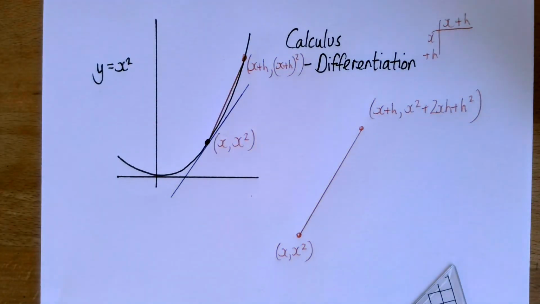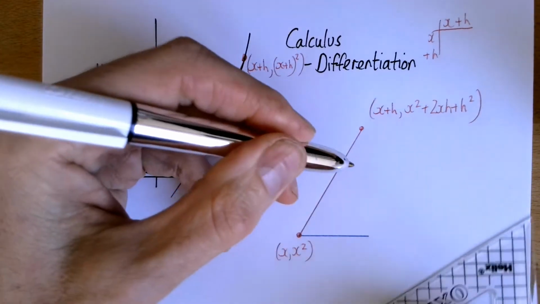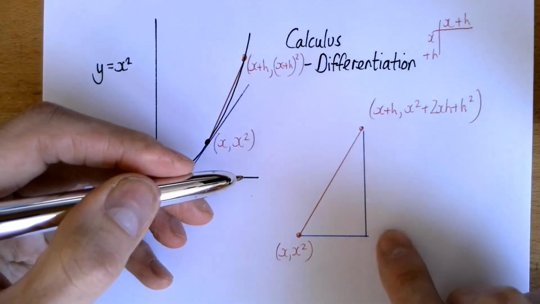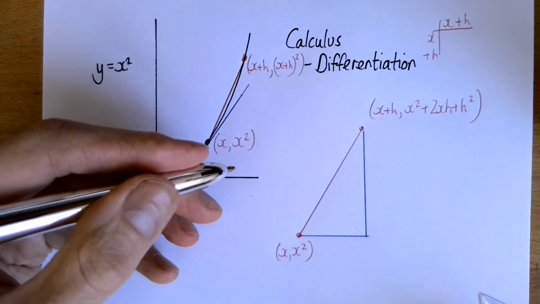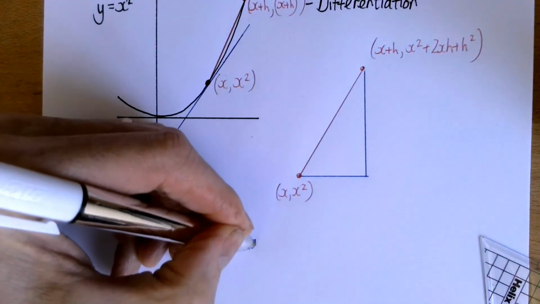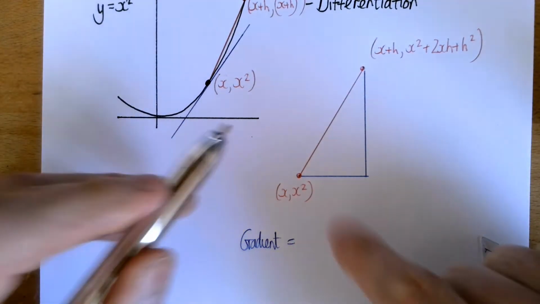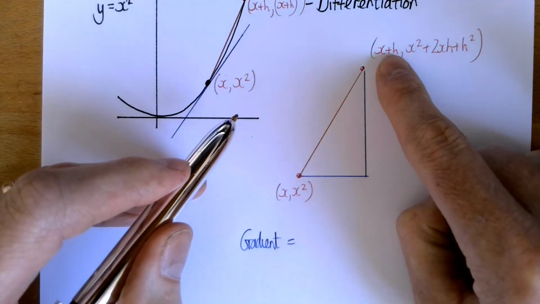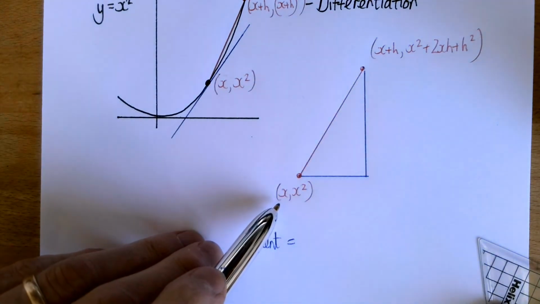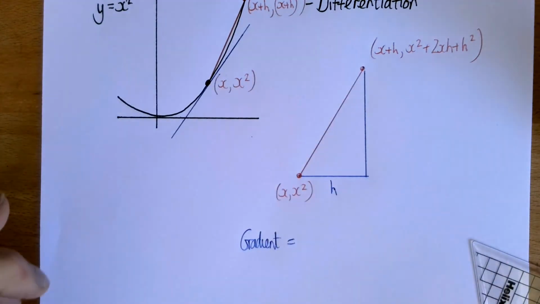Okay, so I'm going to work out the gradient of that straight line, and we do it by turning it into a right angle triangle, and the gradient is this distance divided by this distance, y divided by x. So the gradient is, well, if these coordinates had numbers, to work out the x distance we just ask, what's the difference between the x value here and the x value here? Hopefully you can see that that's h. That's what I did, wasn't it? I went from that point to that point, I moved along h.